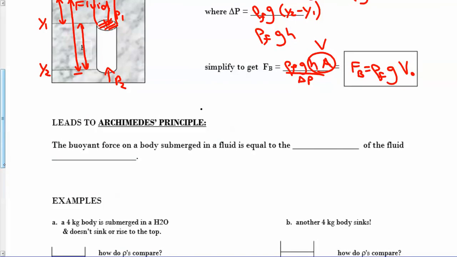Which leads us to Archimedes' principle. Archimedes' principle says that the buoyant force on a body submerged in a fluid is equal to the weight of the fluid displaced. Now, that has some important consequences, because what that's saying is that F of B is equal to F of G of the displaced fluid. So this is the displaced fluid, not all of the fluid. If you know the weight of the fluid displaced, then you can also tell the buoyant force.